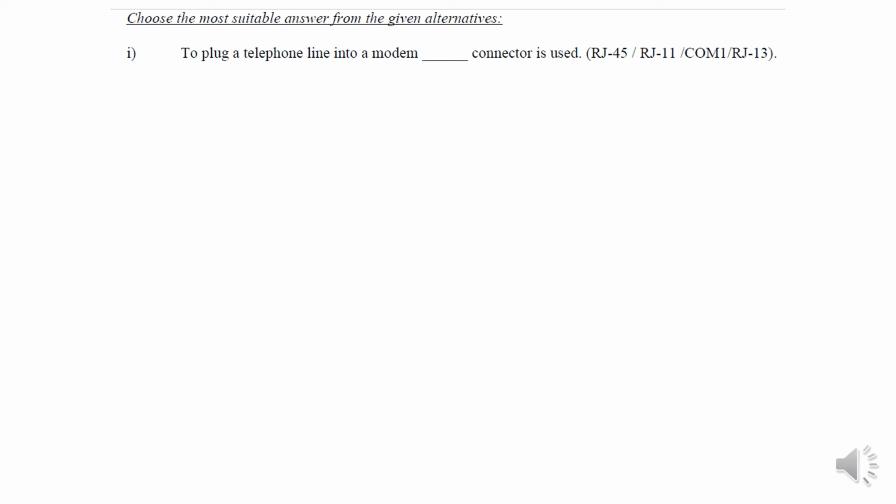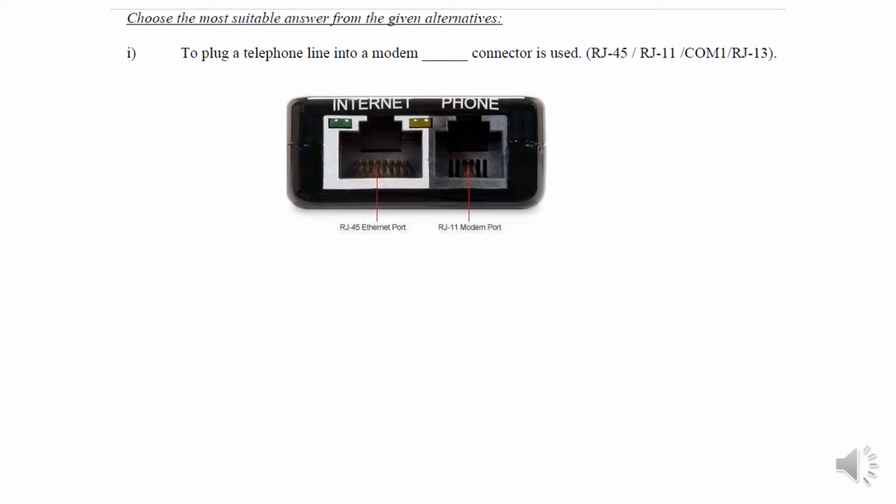The first question is: to plug a telephone line into a modem, dash connector is used. So the question is which connector we should use to connect a telephone line into the modem. Let's see how it looks on the back side of the modem. If we check the back side of the modem, there are two ports. One port has eight lines, or the connector has 8 wire connections, and this is the RJ45 port, and by looking at this we can understand very well.